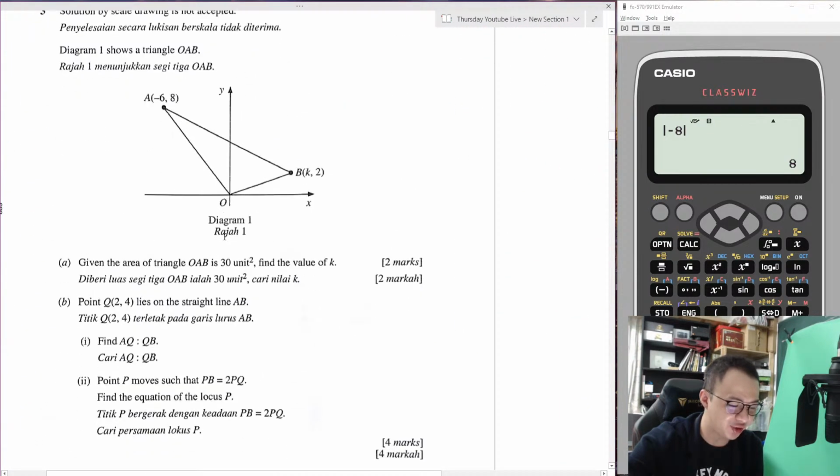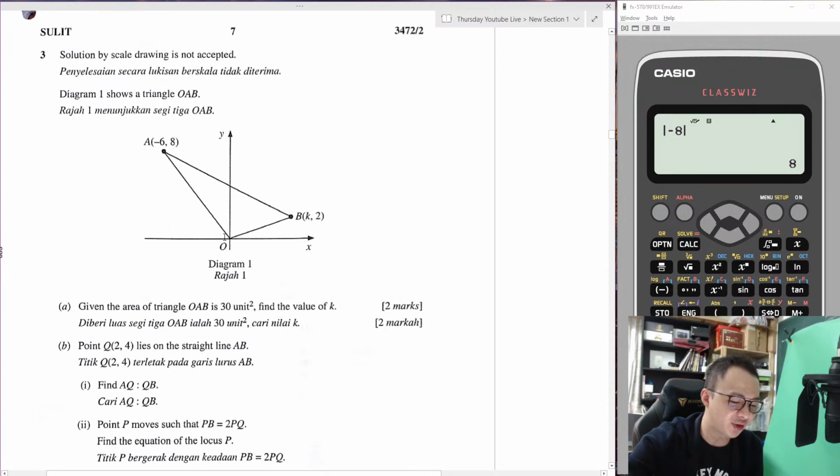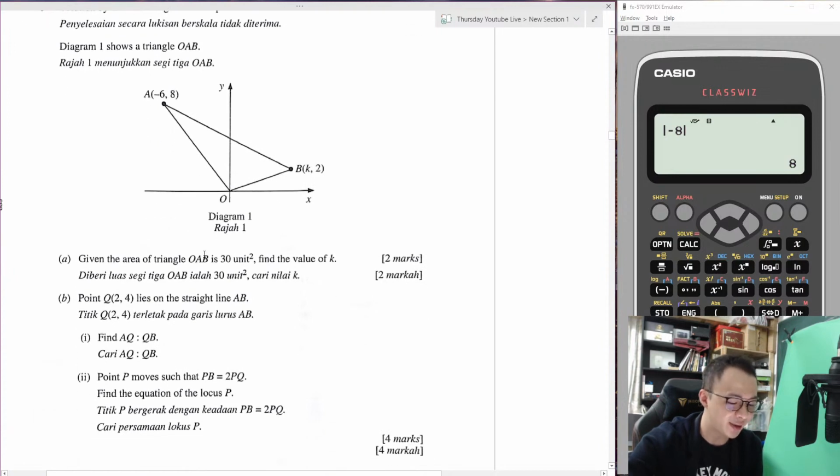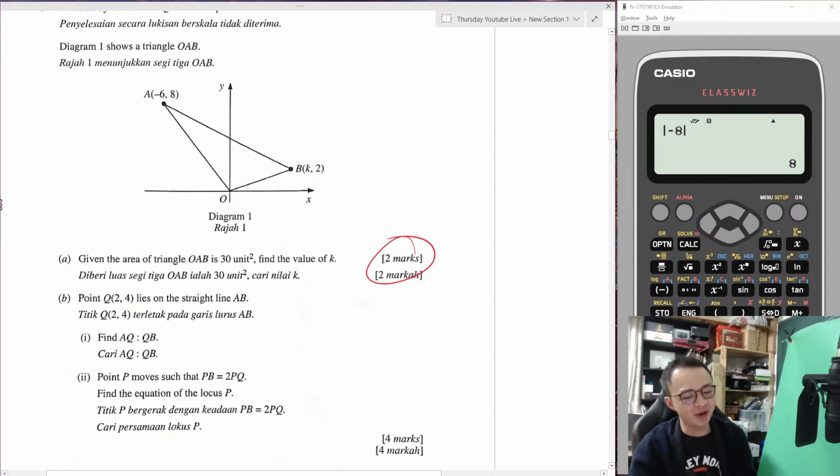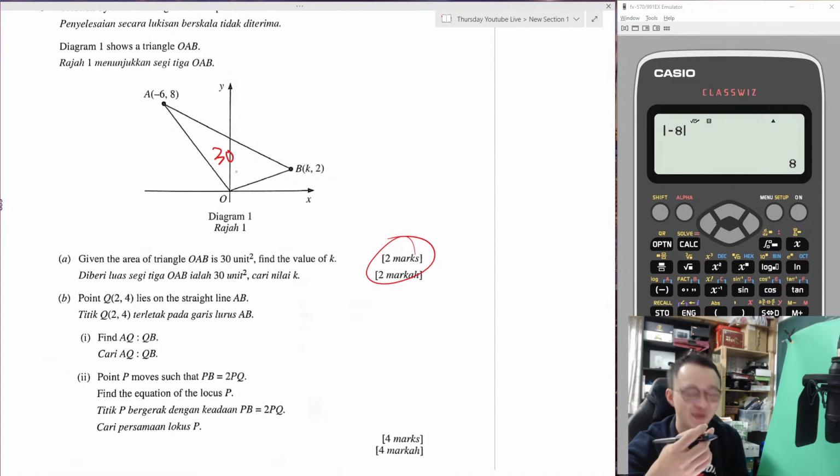Okay, question number 3 here. Solution by scale drawing is not accepted, as always. 2-mark question. Given that the area of triangle OAB is 30 units squared, find the value of K. Right now they tell us the area is 30, and they ask us to find K from there. It's quite easy. What we need to do here is use the area formula.